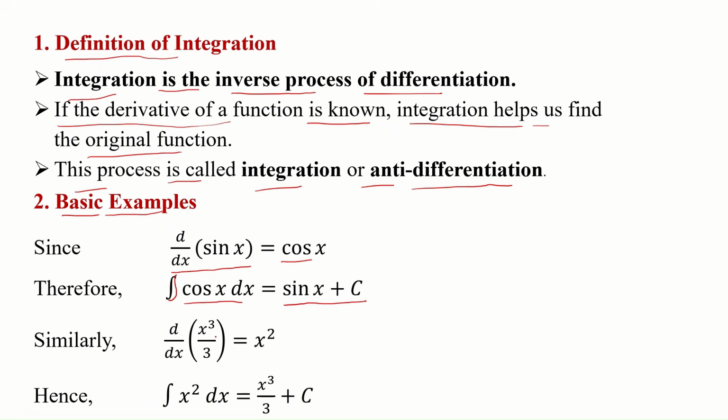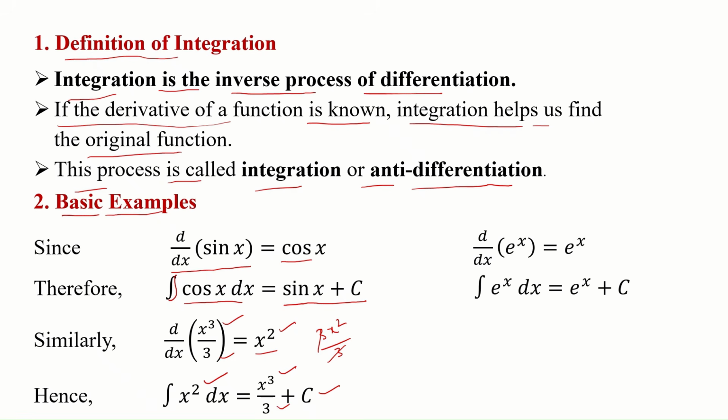Next, similarly, differentiation of x cube by 3 is x square. Differentiation of x cube is 3x square, and by 3, the 3 gets cancelled, so that will become x square. Same way, integration of x square is x cube by 3 plus c, arbitrary constant.